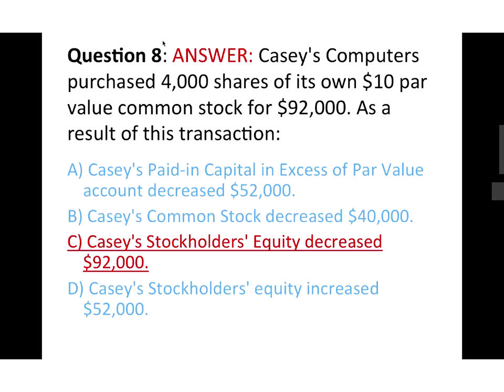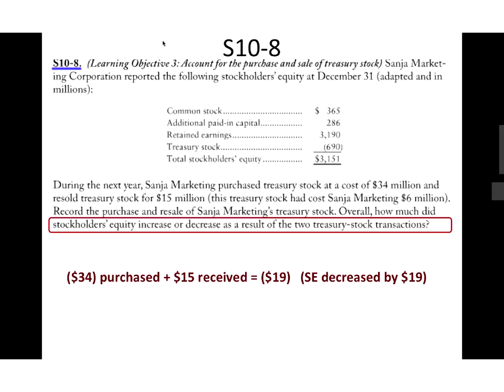Okay, so the answer on that is stockholders' equity would decrease by $92,000. When you deal with treasury stock, par value is irrelevant, doesn't matter. You record it at cost, stockholders' equity decreases. Okay, now the next question that I'm putting up, before we get to it, I want to go back and talk about this one that we just did.